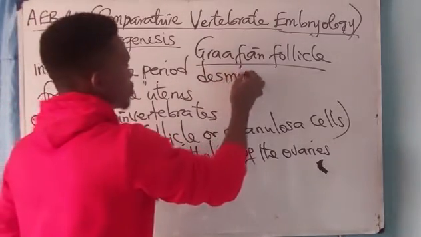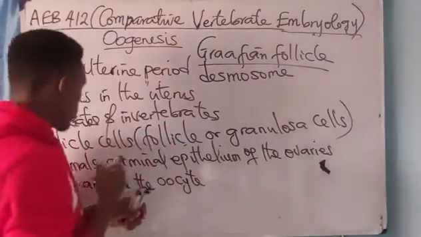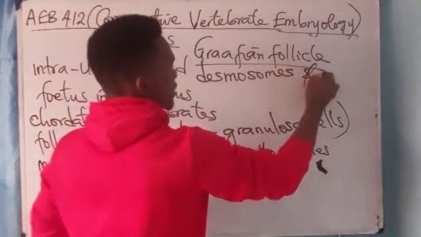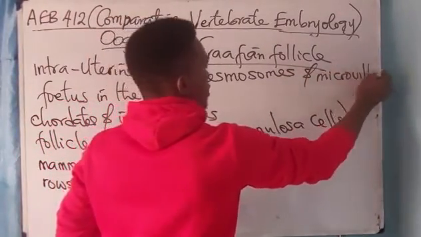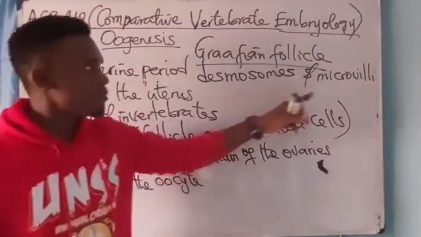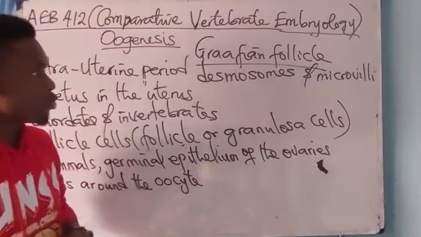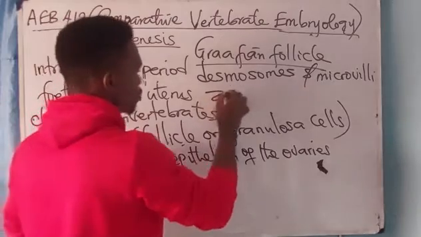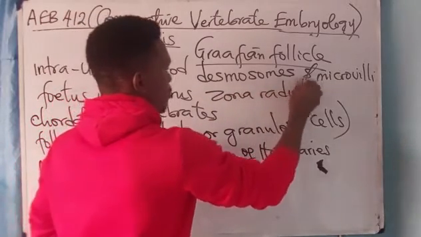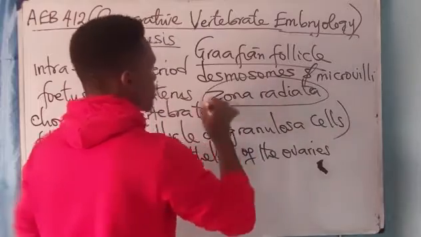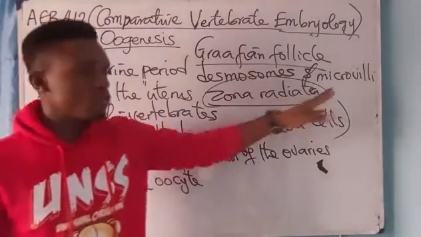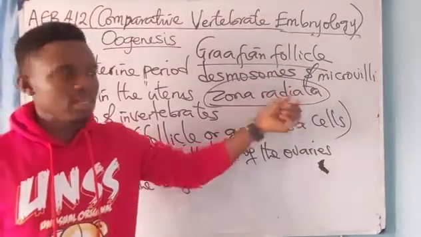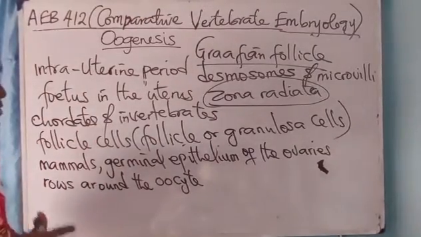Therefore, the follicle has what is called desmosomes. That is, the oocytes and the follicles produce desmosomes and microvilli. Now, when this microvilli is found around the follicle, you call it zona radiata. Zona radiata is found in mammals. So please take note of that. It is very, very important.